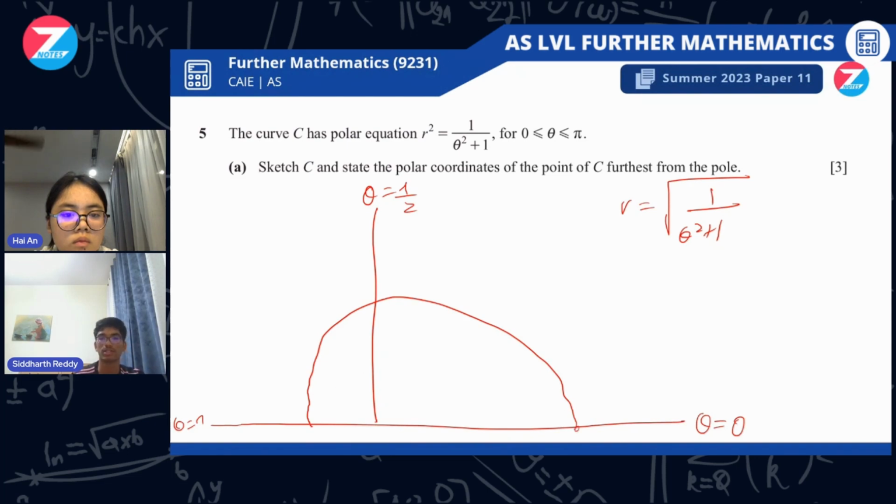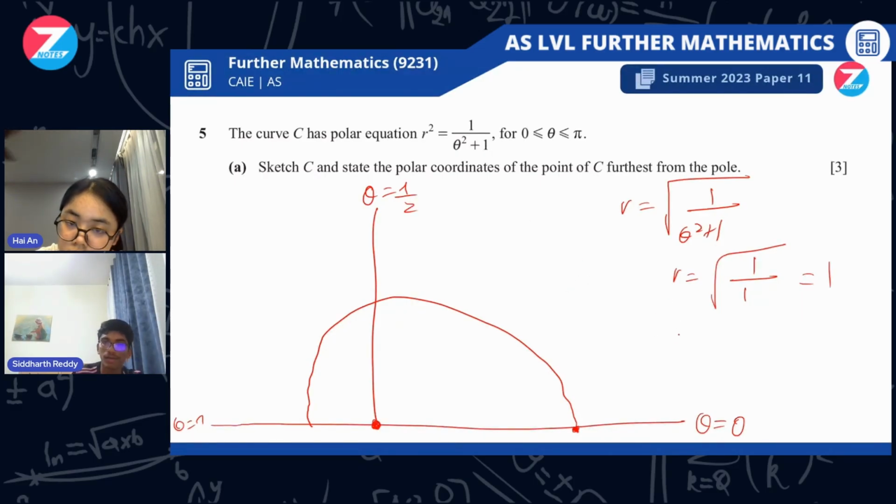And it's obvious that at this point, at theta equal to 0, we have r equal to 1 by theta square plus 1, 0 square plus 1. So this is just equal to 1. This is actually the furthest point from the pole, which is equivalent to the Cartesian origin. So the polar coordinates of the point C furthest from the pole is 1, 0, where 1 is the radius and 0 is the angle. Don't get it confused with the Cartesian coordinates.